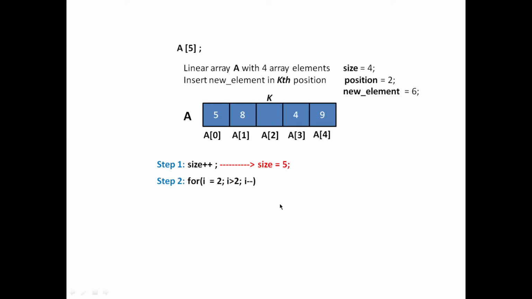Then it loops again. The value of I is 3, so 3 minus 1 is 2. It checks the condition, is 2 greater than 2? Because it is false, it exits the loop and performs the next statement. Now our new element will be inserted in the index position in our array. In this case, our index position is 2, thus inserting the new element with the value of 6. And now it successfully inserts the new element, and it is time for us to create the program.